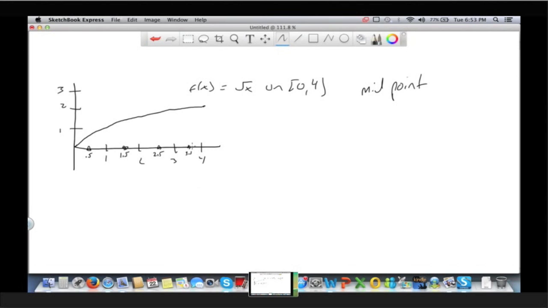Good. How can we figure out how high that rectangle should be? By plugging 3.5 into the function. So you were saying a moment ago you forgot what to do with the midpoints. That's what we do with the midpoints. But before you plug it into the function, you should draw the rectangle.